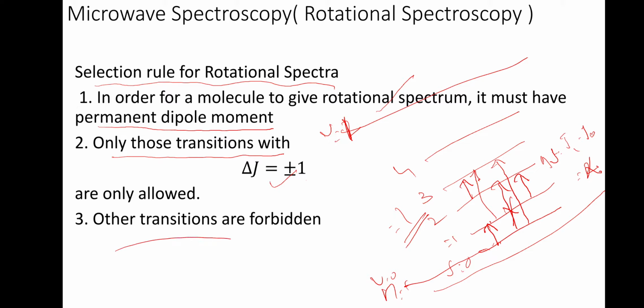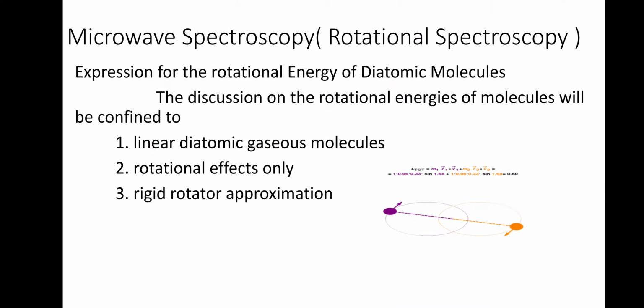The other transitions are called allowed transitions. The ones that are not possible, we call forbidden transitions. So this is very important: there must be a permanent dipole moment, and delta J should be plus or minus 1.